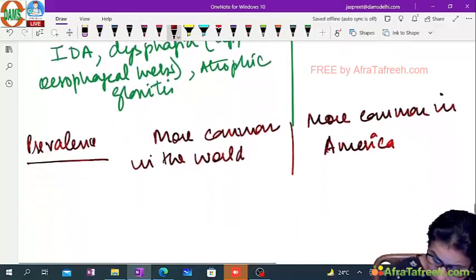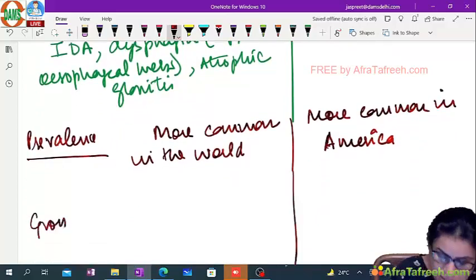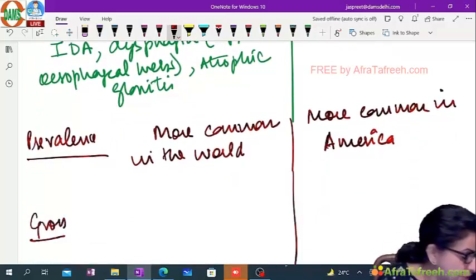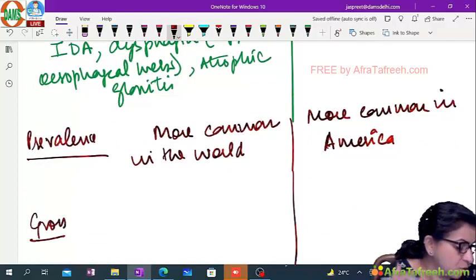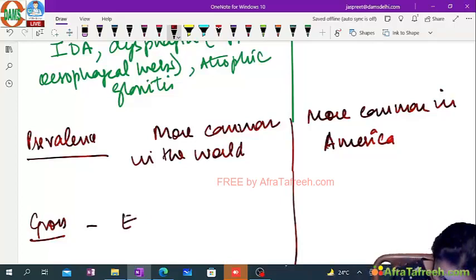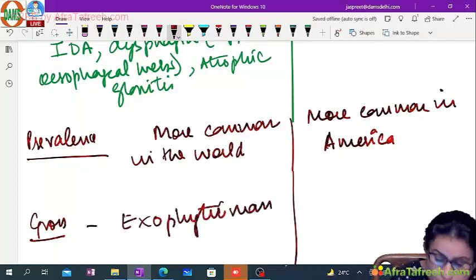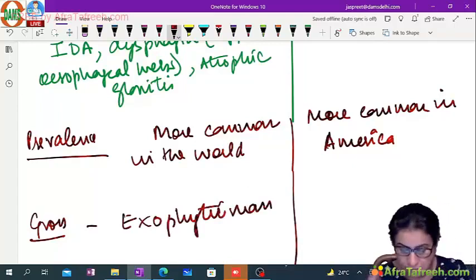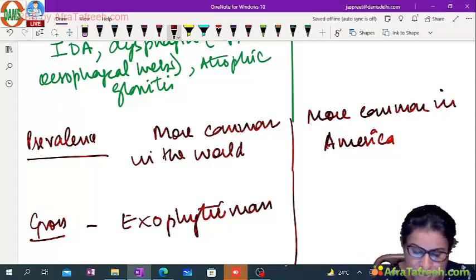Okay, and last is gross. How does squamous cell carcinoma look when it comes to the esophagus? Squamous cell carcinoma usually presents as an exophytic mass.